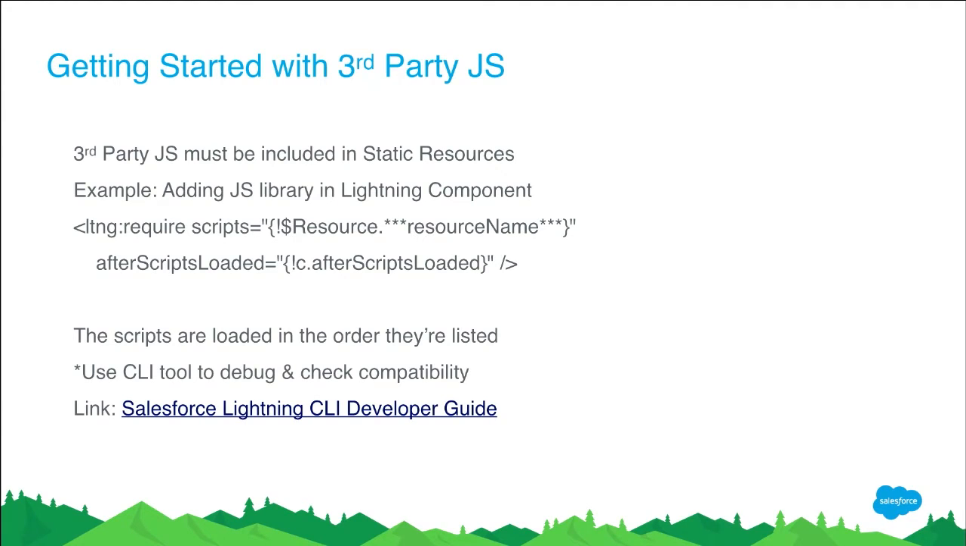Once you do that, then you can access it in your Lightning component using our Lightning markup, ltng:require, and then the scripts showing where the resource location is. We do have an afterScriptsLoaded function behind it, so you can call any instantiation or initialization you might need. One thing to note is that the scripts are loaded in the order they are listed. So if you have any dependencies, you want to make sure you load the foundational one first and then what you need to execute in the end, so you don't have any issues starting your component.